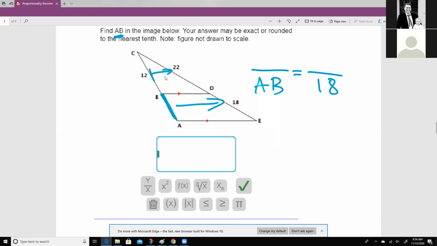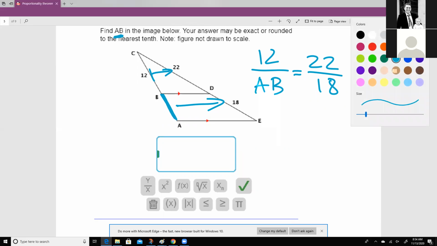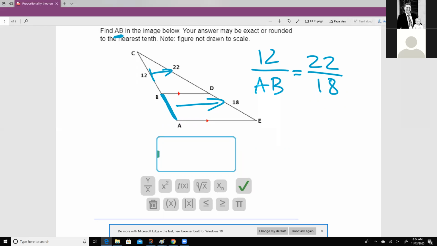And then 12 will correspond to 22. Now you might wonder, why did I decide to put AB on bottom? Well, sometimes I like to come up with shortcuts in order to solve these problems, and sometimes setting up proportions is hard. So what I like to do is say, hey, there's actually a shortcut here.